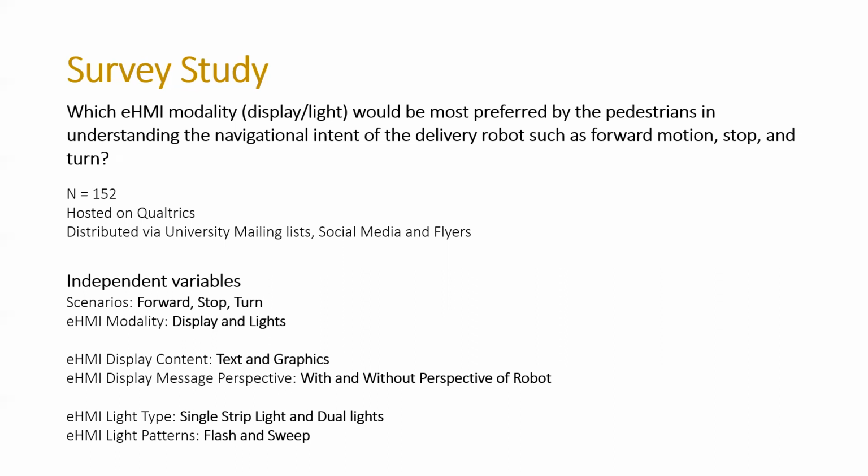Within the display, variations were introduced by changing the type of content, either textual messages or graphics. And within the textual messages and graphics, further variations were introduced by adding the perspective of the robot to the message. And also for the lights, two types of lights were used, a single strip LED and a dual light. And also within the lights, further variations were introduced by changing the light pattern by using flash and a sweeping pattern.